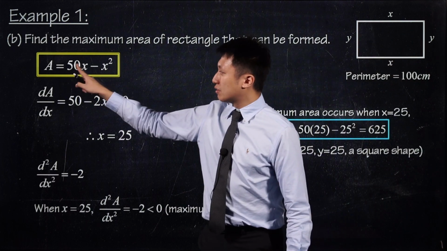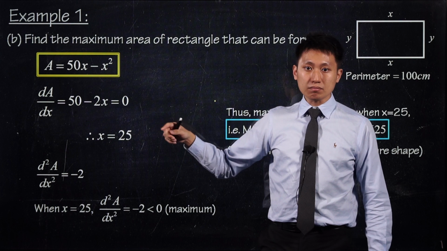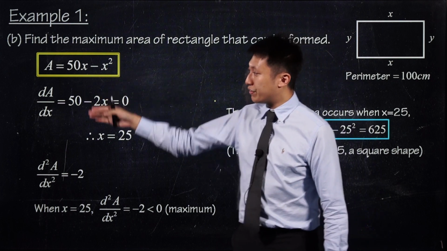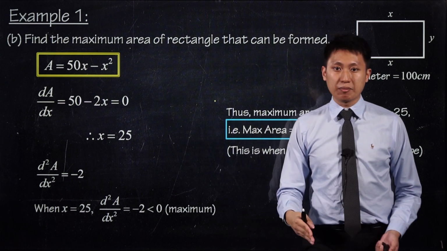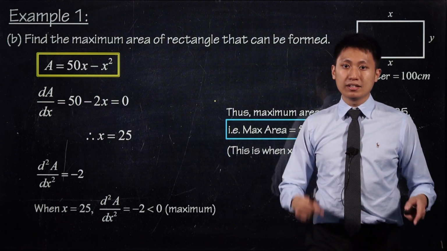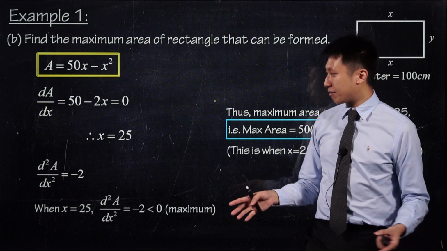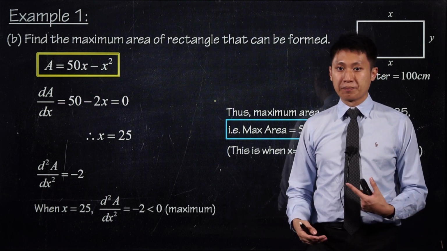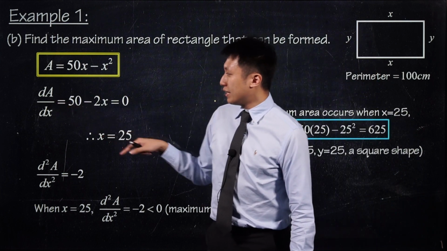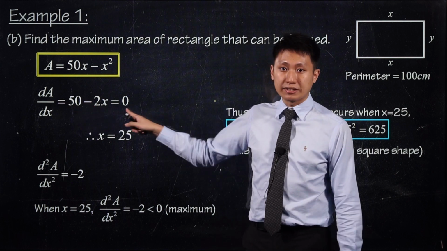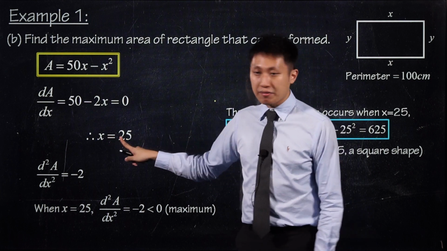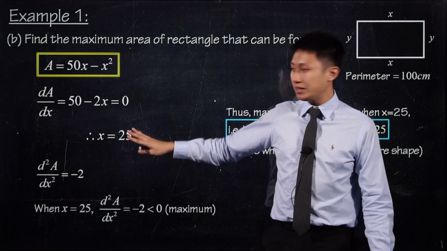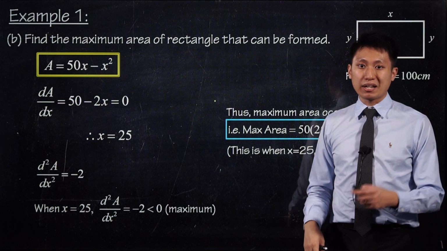If A is 50x minus x squared, then what do we do? You differentiate it. Last time, what did we do? We find the maximum or minimum. We differentiate it and set it equal to 0, then we can justify whether it's a maximum or minimum. So differentiating gives 50 minus 2x, and I set it equal to 0. x is 25.